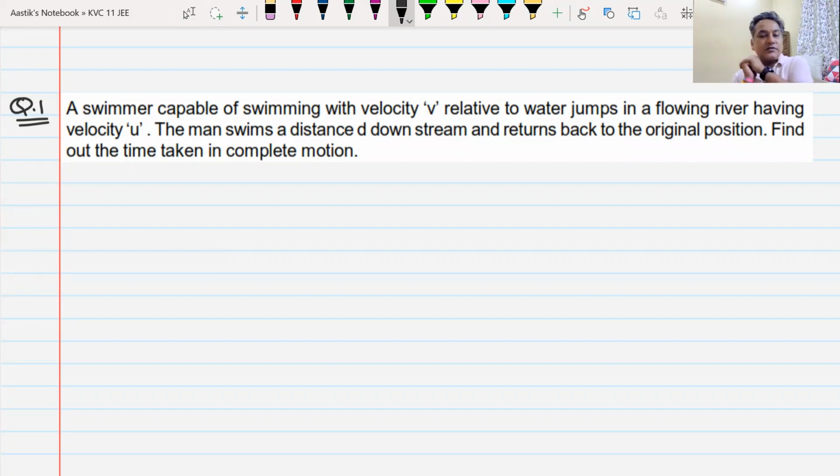A swimmer capable of swimming with a velocity v relative to water jumps in a flowing river having velocity u. The man swims a distance d. So what we need to note down is the velocity of the swimmer is v, and the river is flowing with velocity u. He moves a distance d downstream and returns back to the original position. Find out the time taken in the complete motion. So first he is going downstream a distance d, then he comes back, obviously upstream. What is the total time taken? Your time starts now.